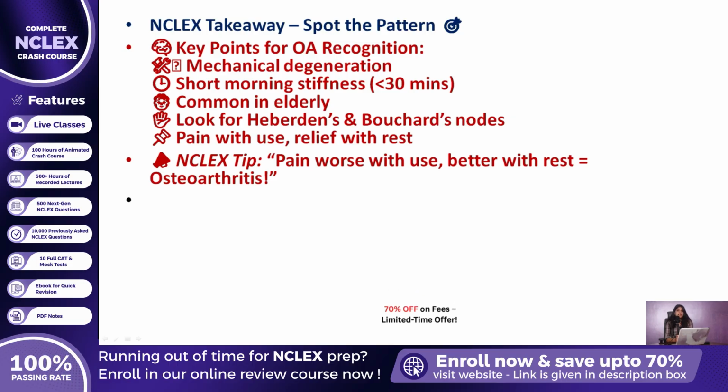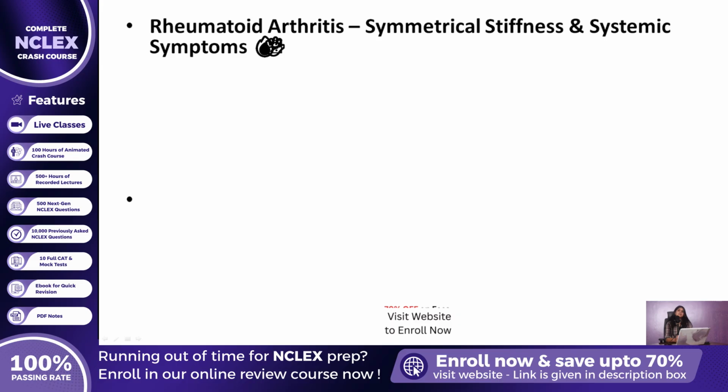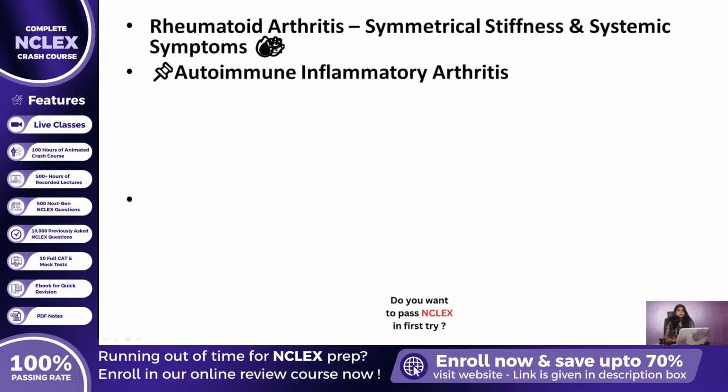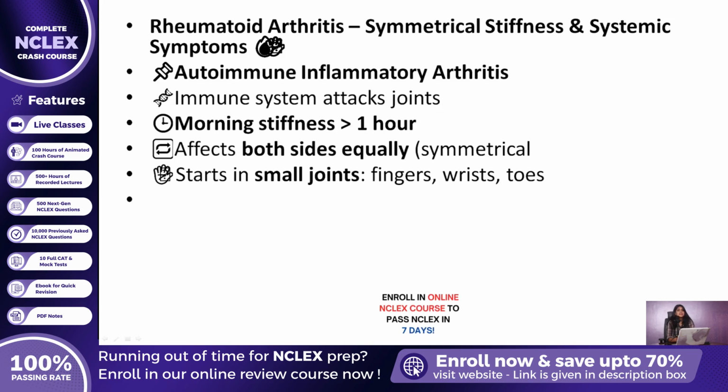Next up is rheumatoid arthritis, which brings what we call symmetrical stiffness. And it is one of the biggest clues you can pick up during your patient assessment. With rheumatoid arthritis, you are dealing with systemic inflammation, and patients will often report morning stiffness that lasts longer than 1 hour. This stiffness typically affects both sides of the body equally, and usually starts in the smaller joints like the fingers, wrists, and toes.